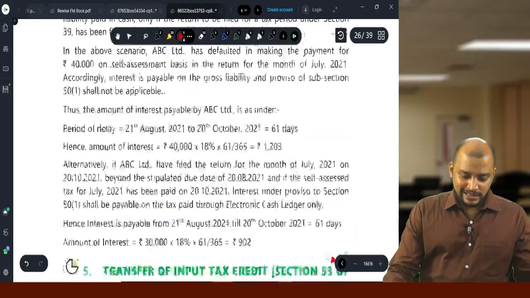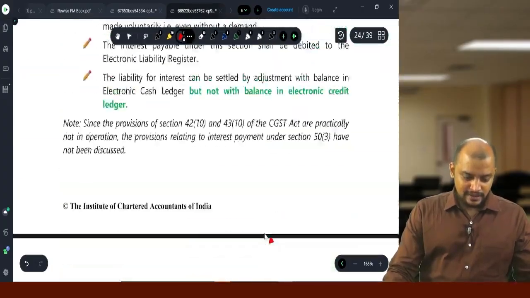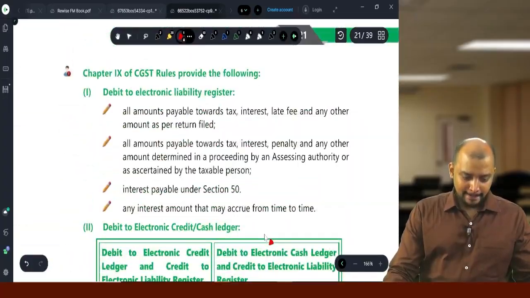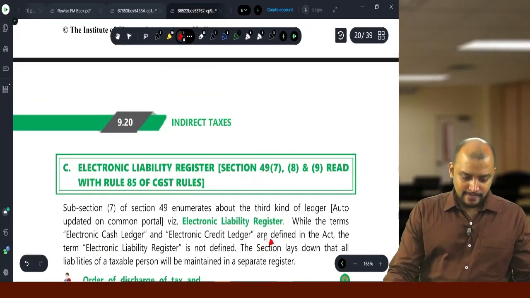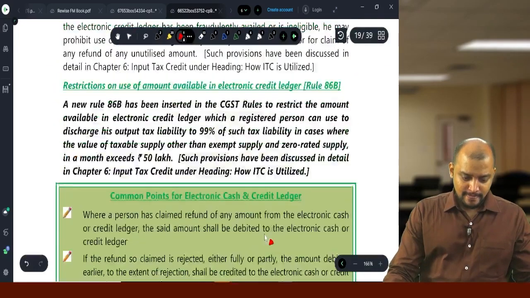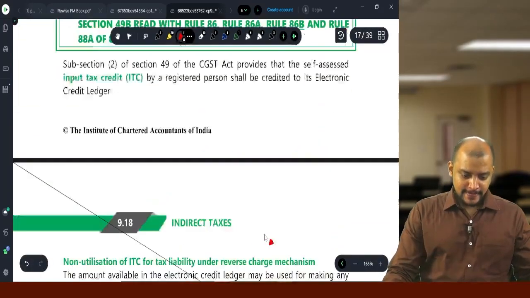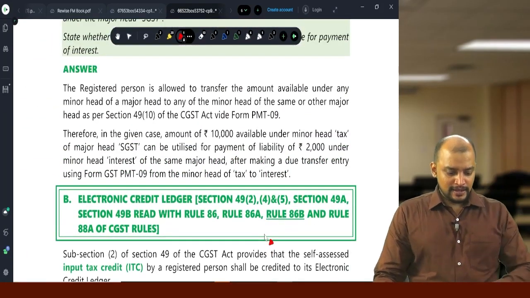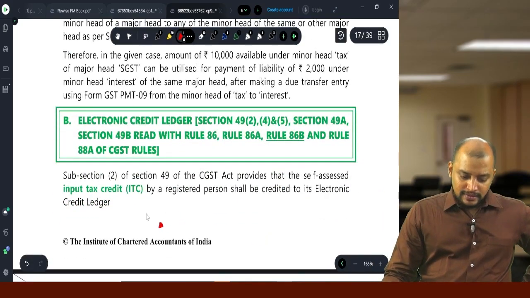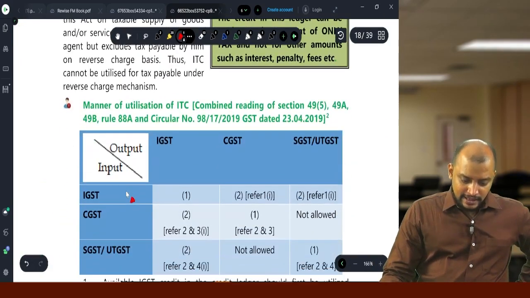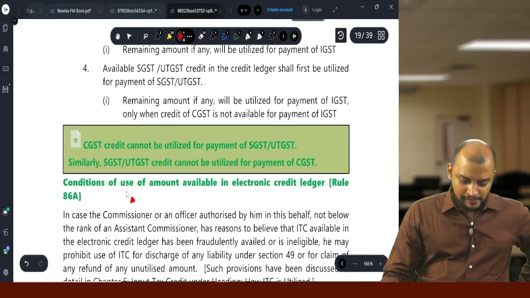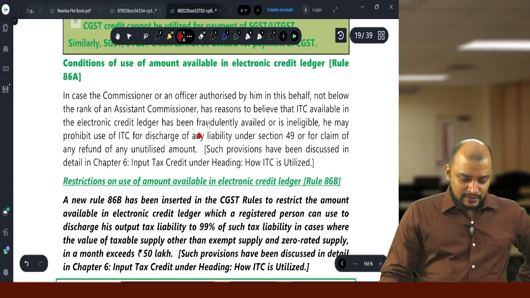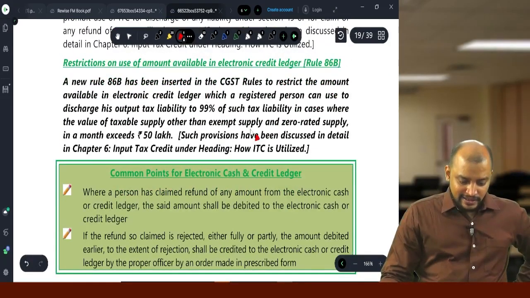So 86A, where is it? Rule 86A. Say this 86A. So Commissioner, I think it's not given here.